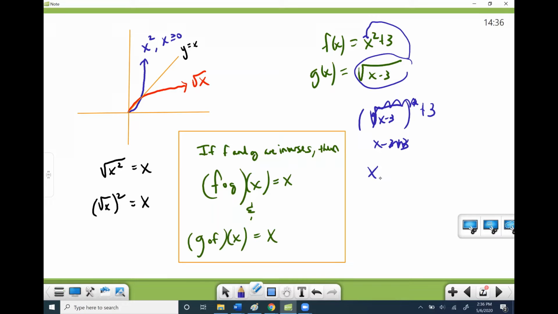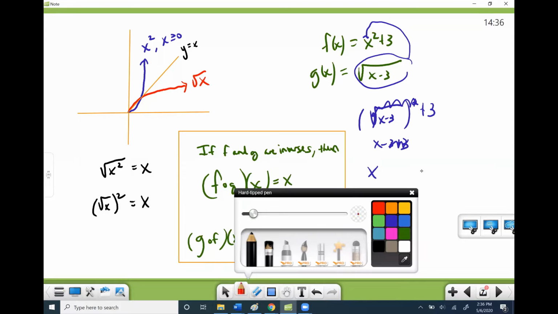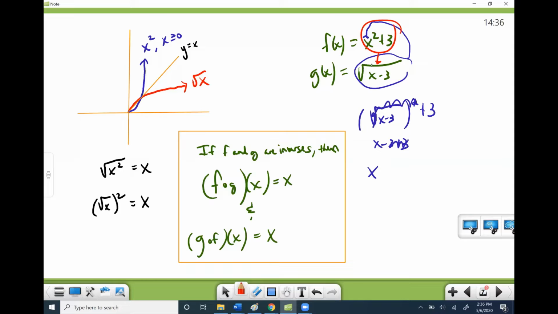Or similarly, what if we went the other way with it? So what if we plug this guy into that? Then that would be the square root of x squared plus 3 minus 3, right? Well, the plus 3 minus 3 undo each other. The square root of x squared, we get x. Oh, okay.